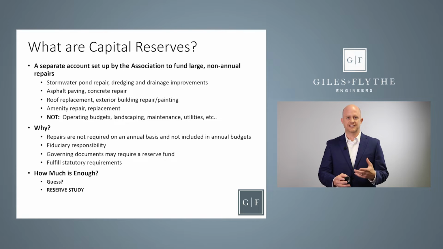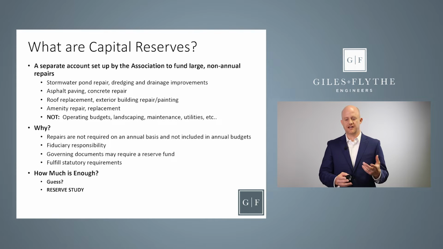This would be things like stormwater pond dredging, major drainage repairs, asphalt paving resurfacing, roof replacements. Those are some of the typical things that associations would pay for out of a capital reserve account. The capital reserve account is not used for annual expenses, things like landscaping, maintenance budgets, utility expenses. Your general operating budget and your operating account should be covering those items.